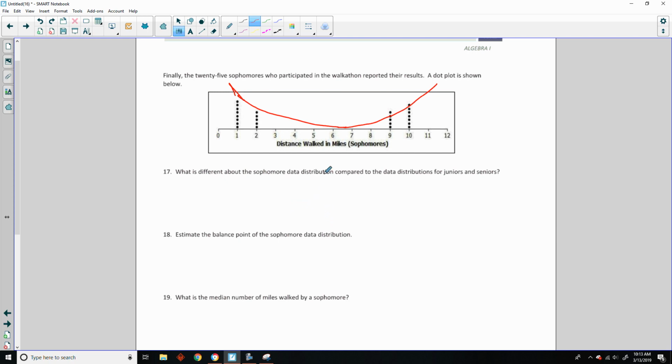Okay, so if I were to estimate this, let me get this U shape out of the way. An estimate would probably be the mean, and I would say it's probably somewhere in this area here. So how about the mean equaling 5? What is the median number of miles walked by a sophomore? Well, how many sophomores are there? 25. It's an odd number, so we have to find the middle, which is 13. 1, 2, 3, 4, 5, 6, 7, 8, 9, 10, 11, 12, 13. And so the median equals 2.